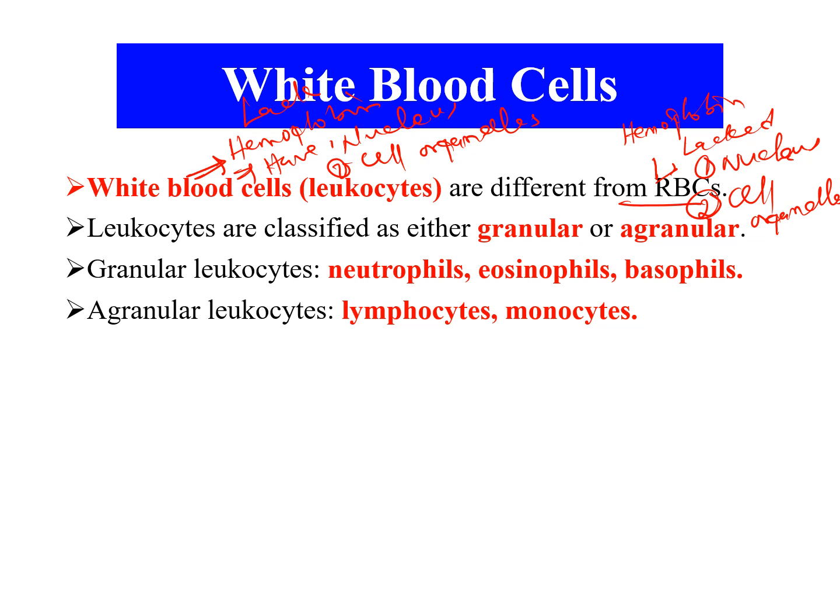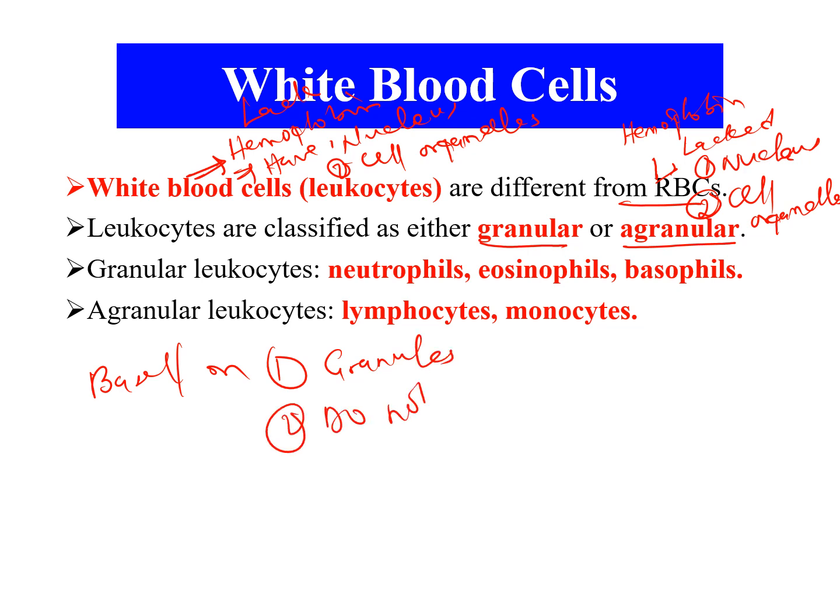These white blood cells or leukocytes are classified into two classes: granular leukocytes or granulocytes, and agranular leukocytes, also known as agranulocytes. This classification is based on two things: either the white blood cells have granules or they do not have granules. So the classification is based on the presence or the absence of granules.